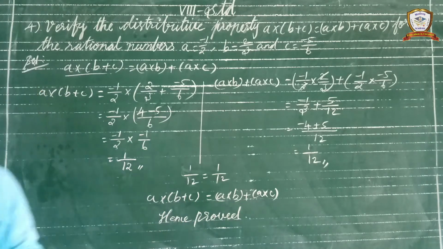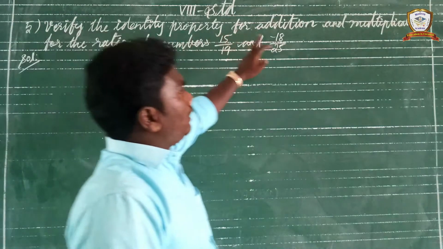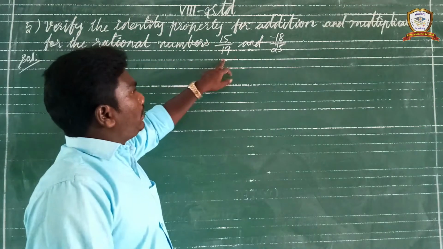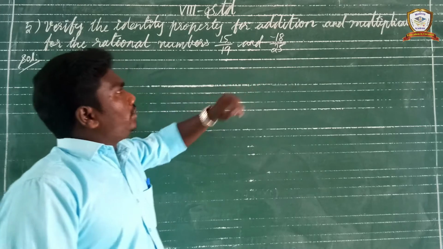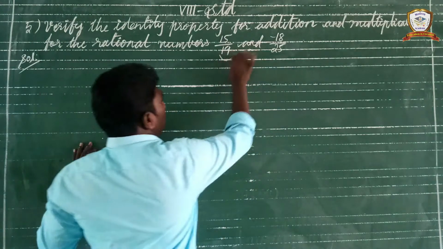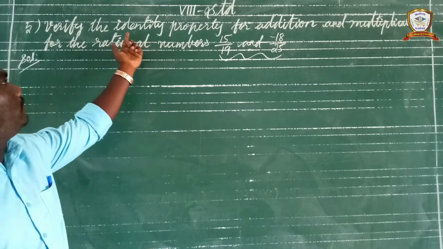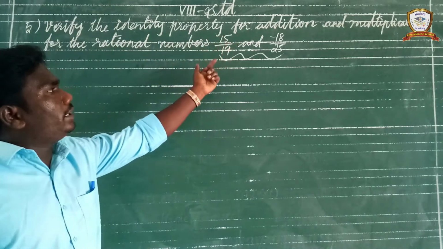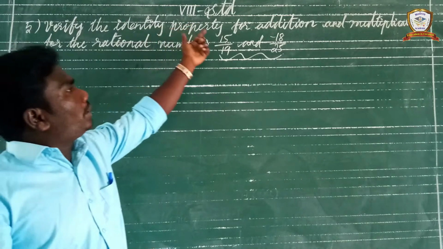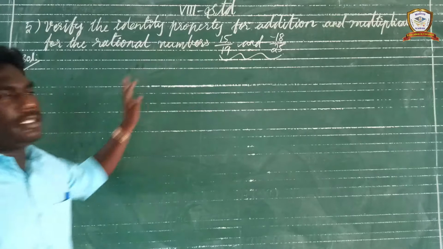So next sum. Okay students, next fifth sum. Verify the identity property for addition and multiplication for the rational numbers 15 by 19 and minus 18 by 25. Okay. So very simple. Here two rational numbers are given. First you take one rational number and verify the identity property for addition. The next, take minus 18 by 25 and verify the identity property for addition. After you take both, you take multiplication also.